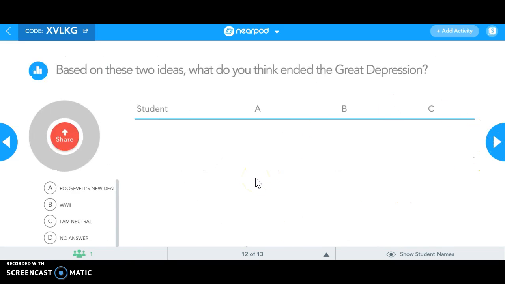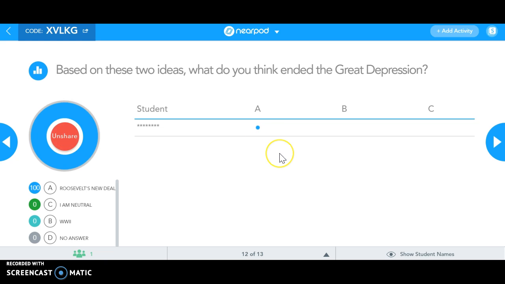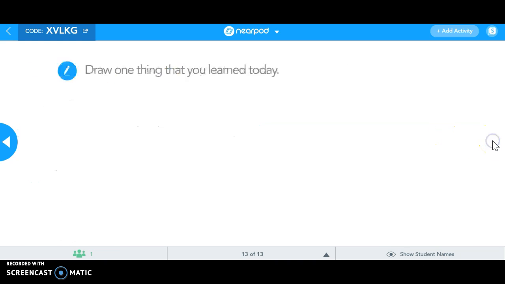Okay, so based on these two ideas that we talked about today, what do you think ended the Great Depression? Take a moment to click your answer. Did you pick one? It looks like one person picked A. What showed up on your screen? Looks like 100% of the class picked A, that you think it was the New Deal that fixed it. And then we would have a discussion about why it would be the New Deal.